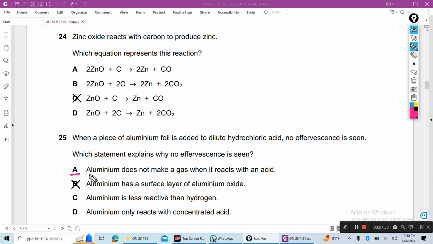Now A is wrong. Why? Aluminum does not make a gas when it reacts with an acid. This is wrong. Aluminum is less reactive than hydrogen. No. Aluminum only reacts with concentrated hydrochloric acid. No, it's wrong. Only B is the correct answer.